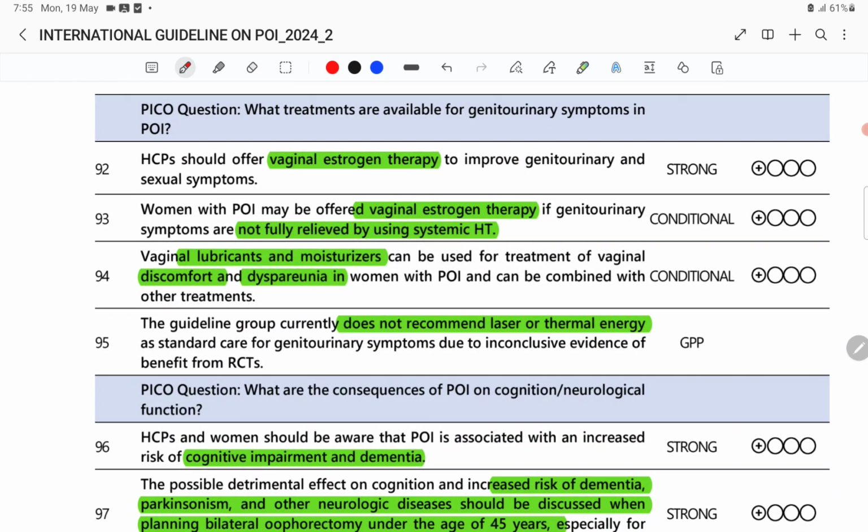What are the treatments available for genitourinary symptoms? You can give vaginal estrogen therapy. Women with POI should be offered vaginal estrogen therapy for genitourinary symptoms not fully relieved by systemic HRT.